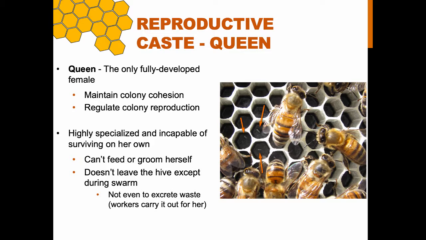So functionally, when we're looking at a hive, a queen is going to look a lot like a worker bee. Here we have a queen right here, surrounded by workers. And the only real way we can tell the difference between the queen and the worker is that she's a little bit larger, and she has a much longer abdomen.